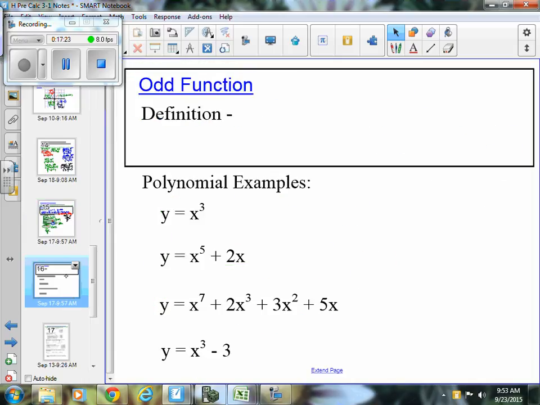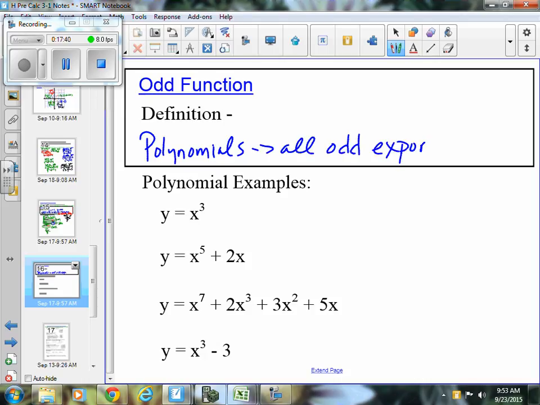All right, so if we have even, there must be odd, right? If you had to guess, if even has all even exponents, odds are going to have all odd. So for polynomials, we need all odd exponents. And let's talk about what symmetry they would have.